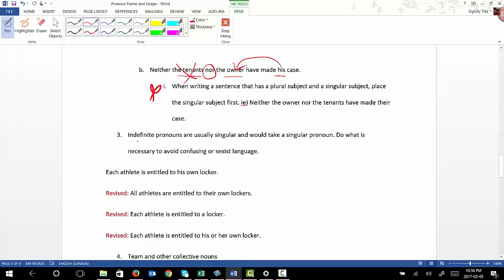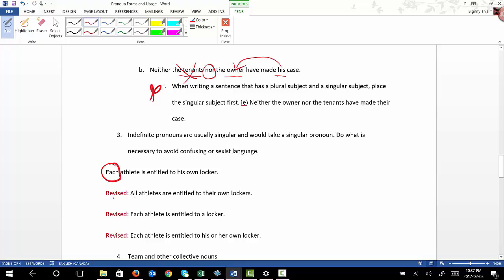Okay, so the third rule is that indefinite pronouns are usually singular and would take a singular pronoun. Do what is necessary to avoid confusion or sexist language. So here we have, "each athlete is entitled to his own locker." The word that we're looking at here is each. Each is an indefinite pronoun.